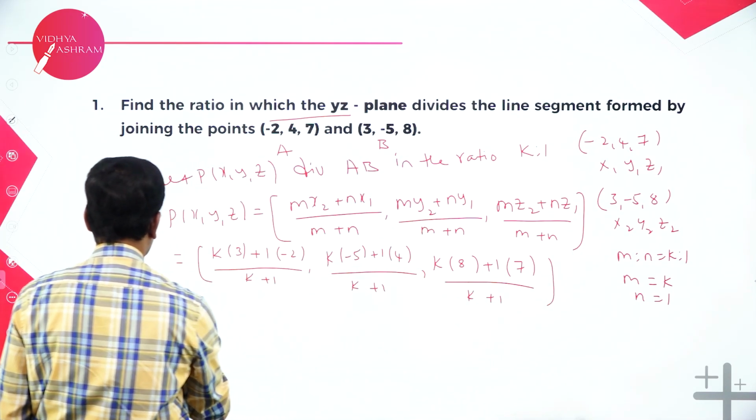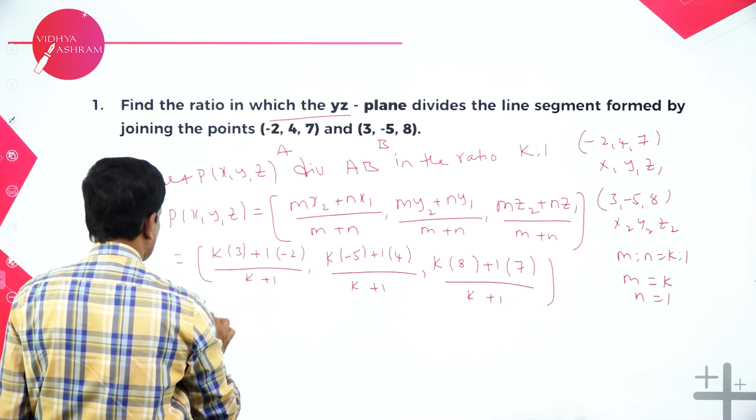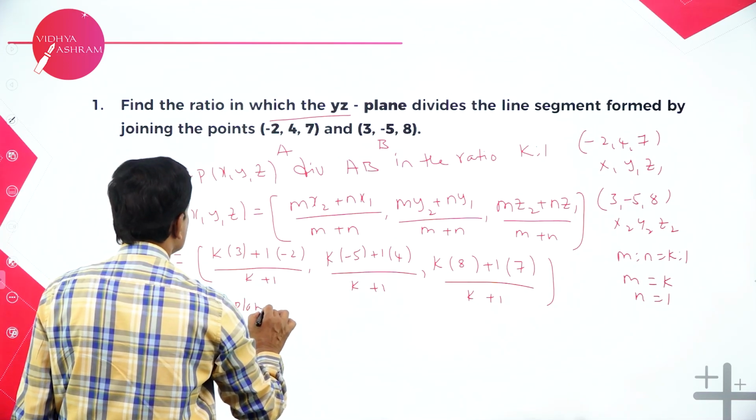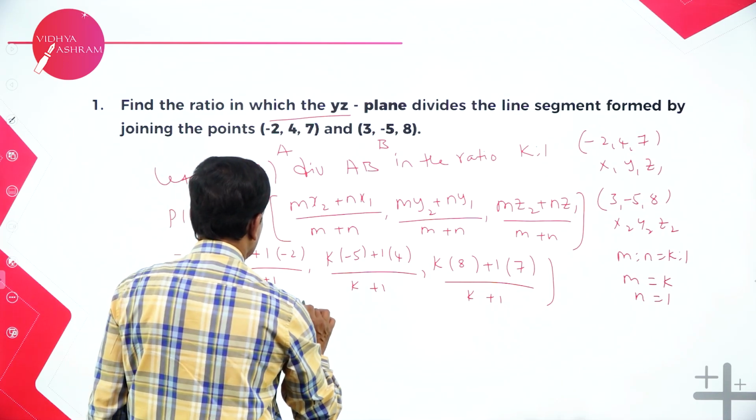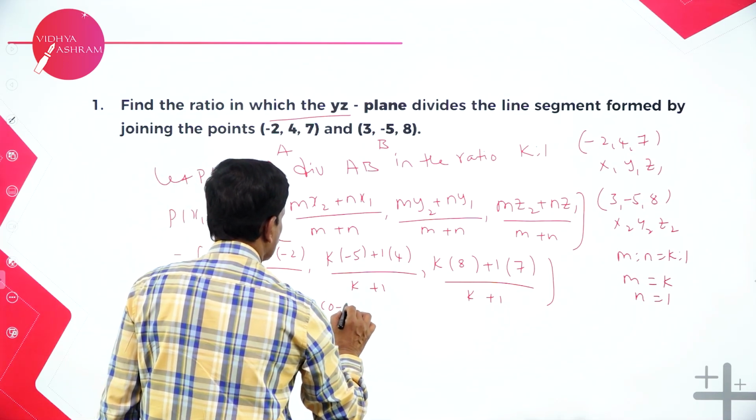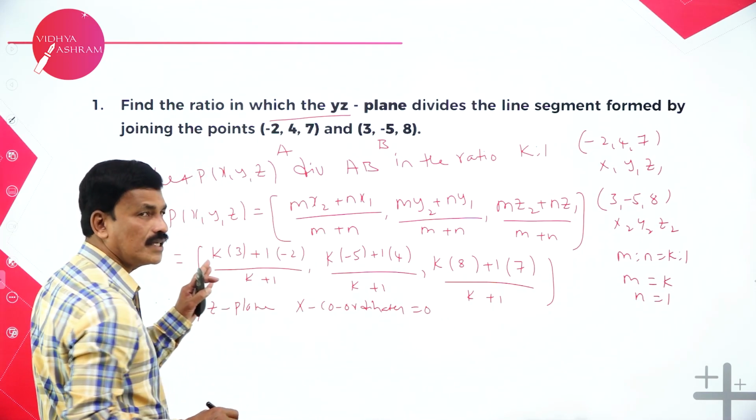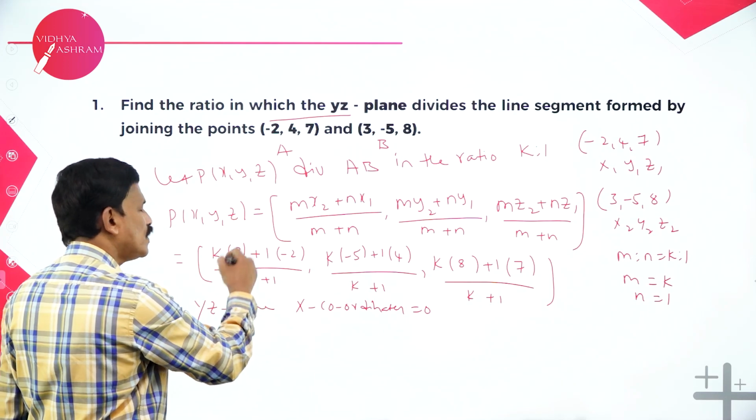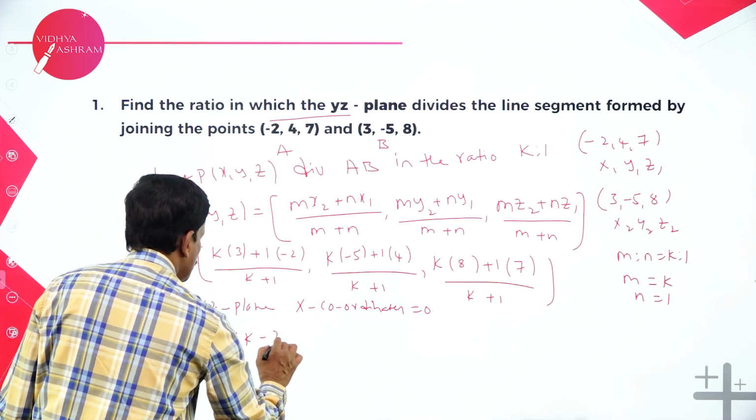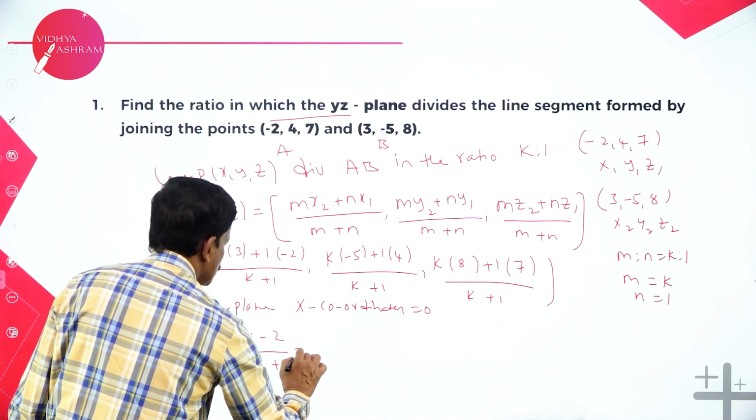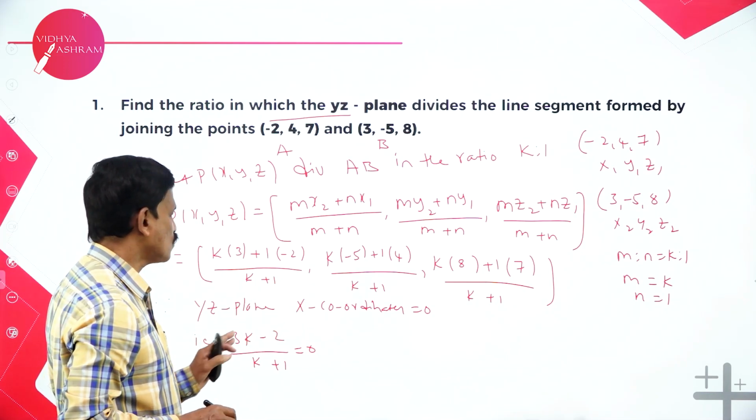Now the line will divide the yz plane. Since the ratio in which the yz plane is divided, in the yz plane the x coordinate is equal to 0. So equate the x coordinate of the point to 0, that is 3k minus 2 divided by k plus 1 is equal to 0. That's it.